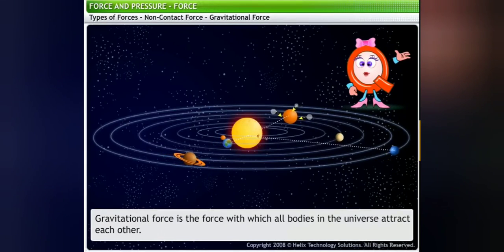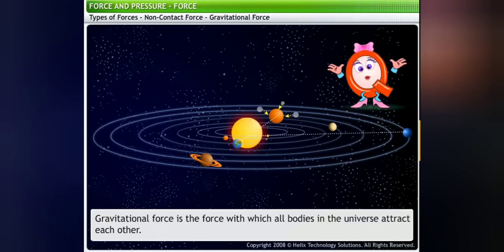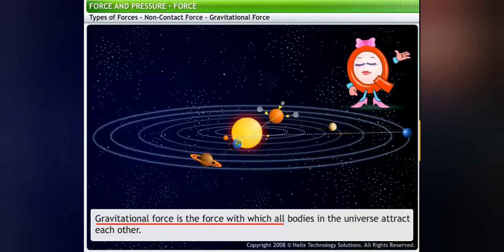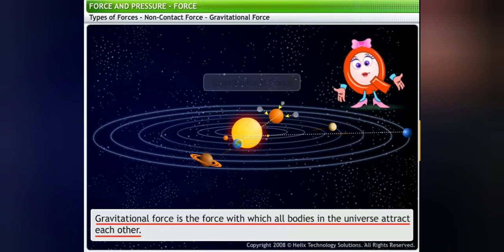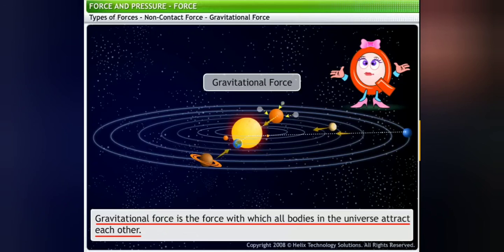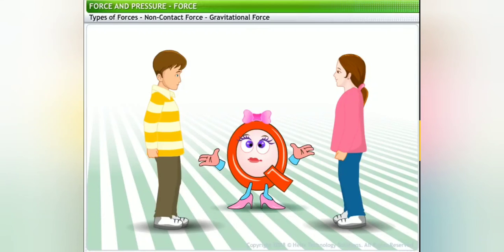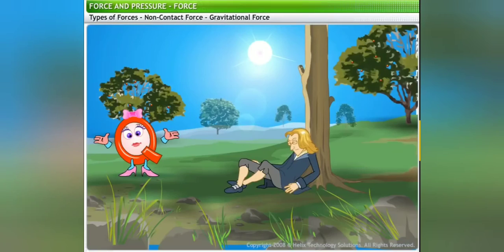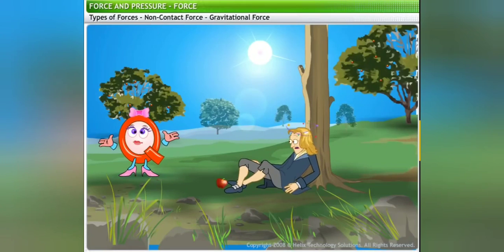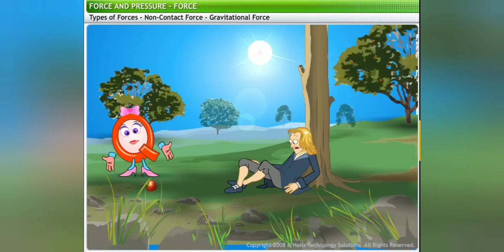In fact, like earth, all bodies in the universe attract each other. The force with which all bodies in the universe attract each other is called gravitational force. Oh, Dad was saying something about Newton and gravity the other day. Newton started thinking about gravitational force when an apple fell from a tree on his head one day. He started wondering why the apple didn't stay up.